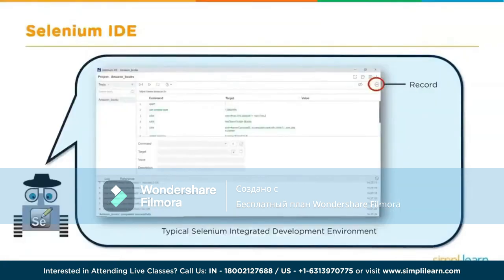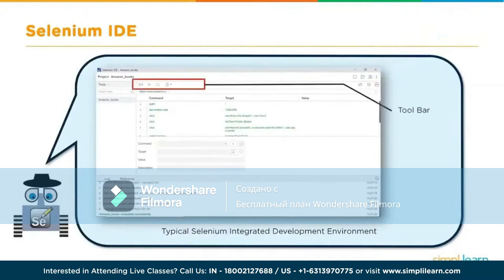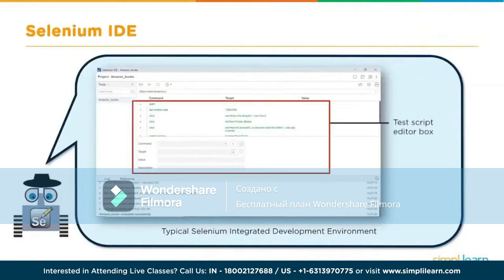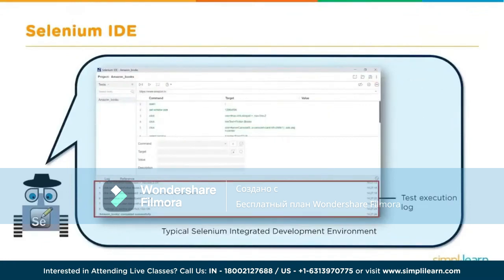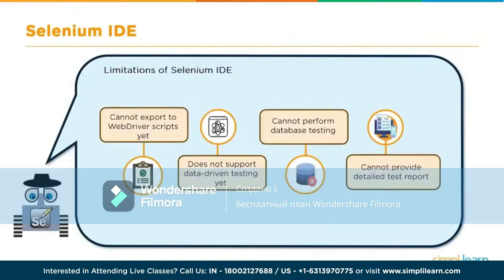So we saw all the components of the IDE. We saw the record button, then I showed you the toolbar, the editor box and also the test execution log. Now let's come to the limitations of this IDE. With the IDE, you cannot export your test scripts to WebDriver scripts. This support is not yet added, but it is in the works. Data-driven testing, like using Excel files or reading data from CSV files and passing it to the script, this capability is still not available.